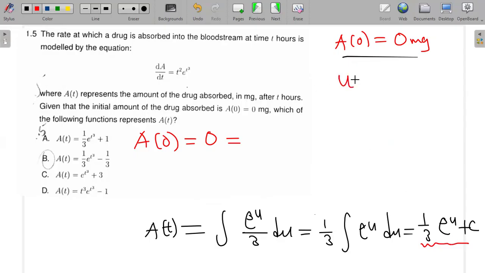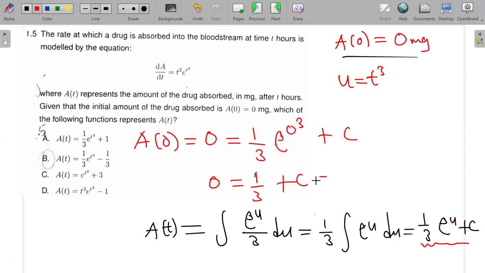Now remember we said u was t to the power 3. So where there's u, I'm going to say 1 over 3 e to the power, and where there's u I put back my t, but my t now is 0. So it will just be 0 to the power 3, and then plus c. So I have 0 is equal to 1 over 3, because this will be e to the power 0, which is 1, and then plus c. This simply means c will be equal to minus 1 over 3.